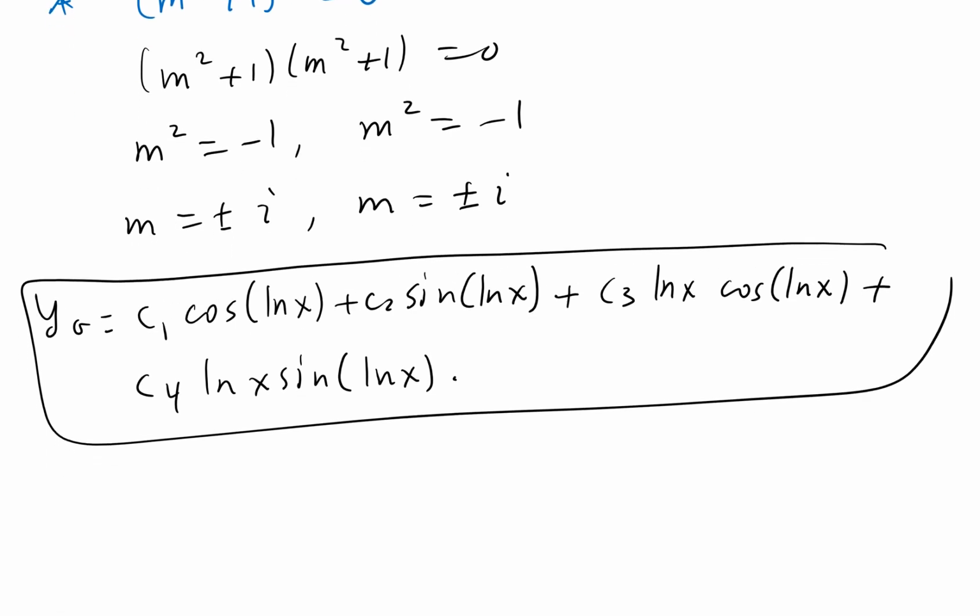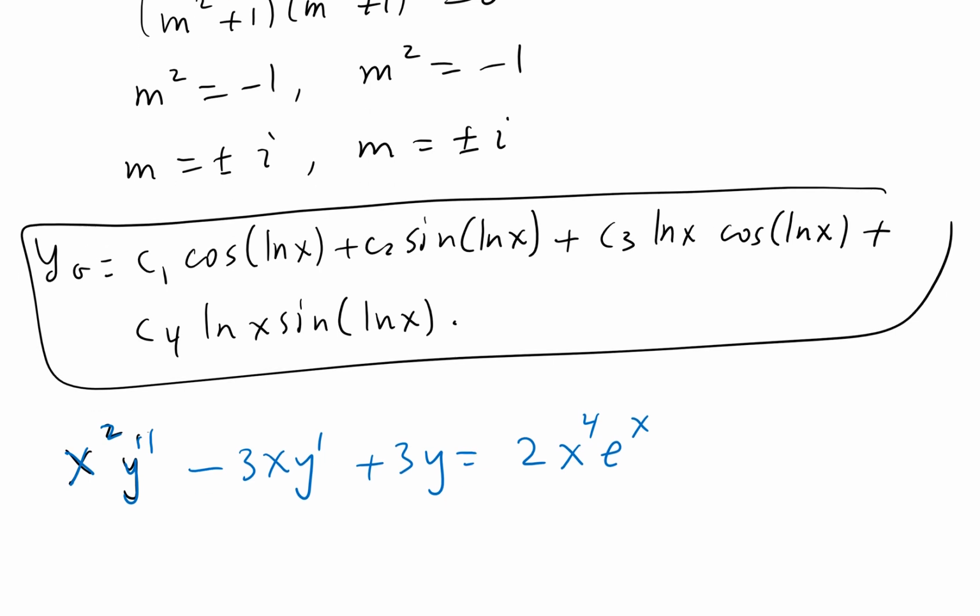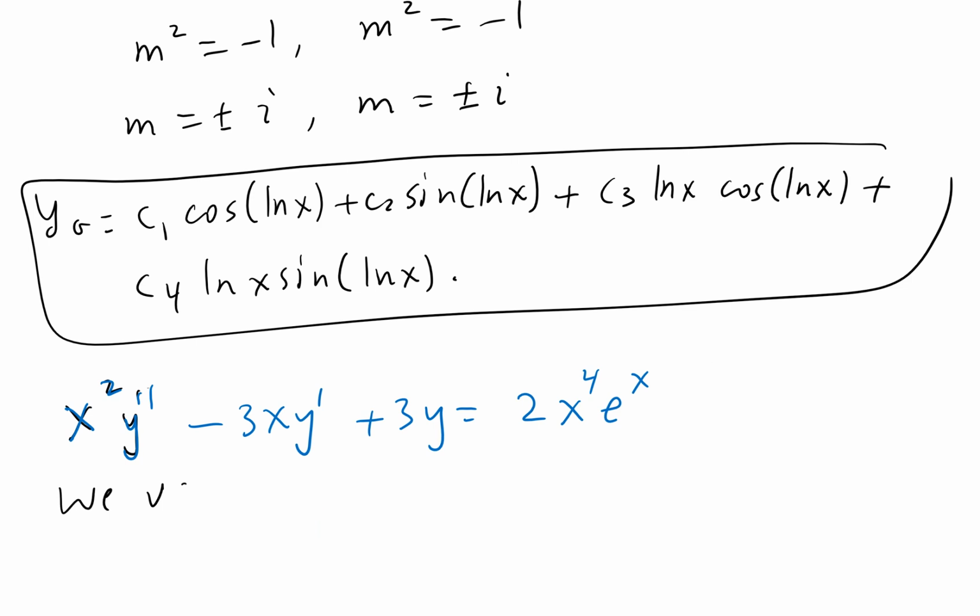How about if it's like this, x squared y double prime minus 3x y prime plus 3y equals 2x to the fourth e to the x. This is non-homogeneous. So what do we do? We're going to be using variation of parameters from previous sections.